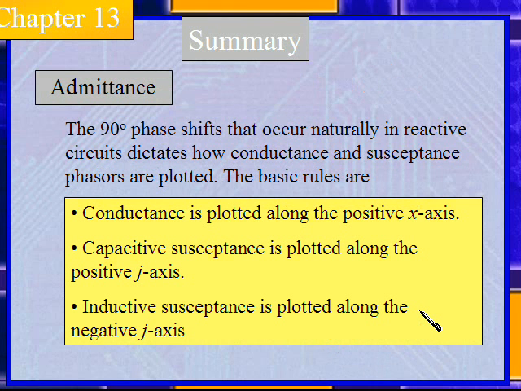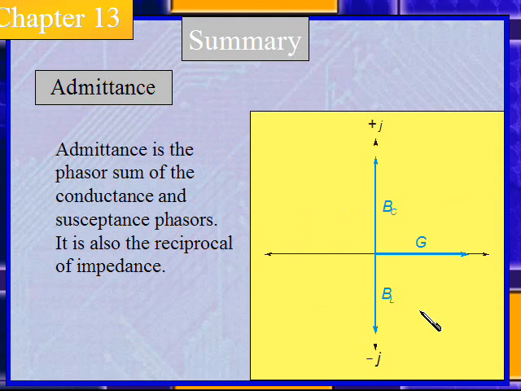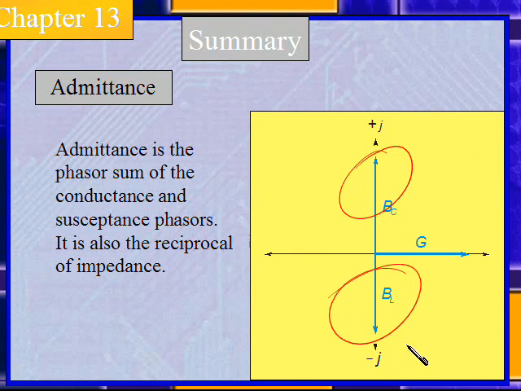Admittance, the 90-degree phase shifts that occur naturally in reactive circuits, dictates how conductance and susceptance phasors are plotted. The basic rules are conductance is plotted along the positive x-axis, capacitive susceptance is plotted along the positive j, and inductive susceptance is plotted along the negative j. So here we have capacitive susceptance, inductive, and conductance.